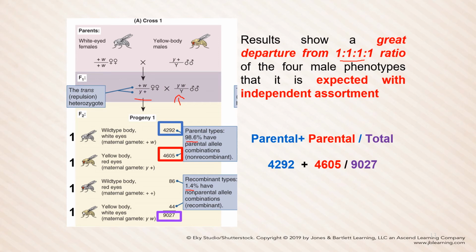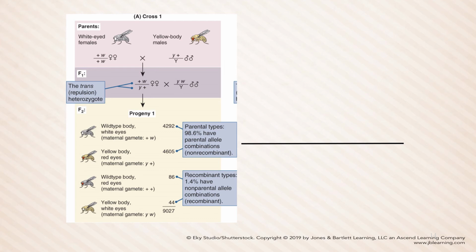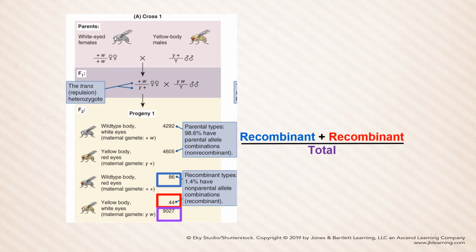So here you will get this value, and this will give you a percentage of 98.6%. And with the recombinants, you will do something similar. If you want, you can start calculating the recombinants. Okay, so now the recombinants we will do something very similar. Here we will add the two recombinants, 86 plus 44, and we will have a total of 9,000. So you will get something that will be around 1.4%.